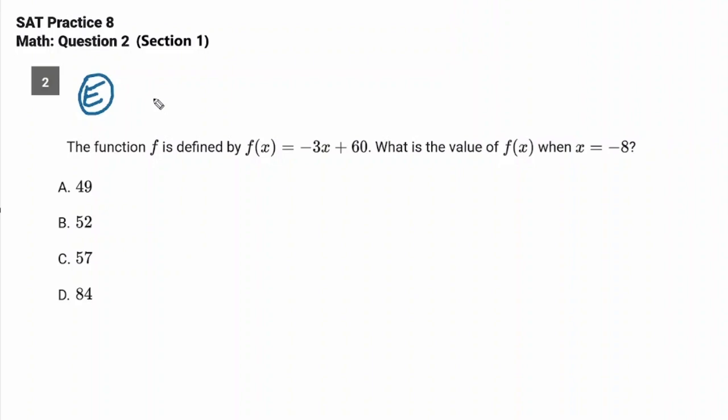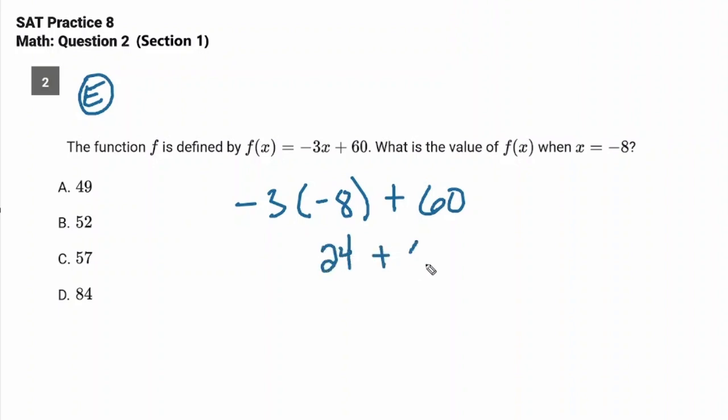It's a function. Can you follow directions? Awesome. Then you can do a function. All you got to do is every time you see an x, you're going to put in a negative 8. So it's negative 3 times, there's an x, negative 8 plus 60. Negative 3 times negative 8 is 24, plus 60, don't be ashamed to use your calculator. Guys, it's 84. And that's answer choice D. So you move pretty quick through this one, you get it right, and you move on.